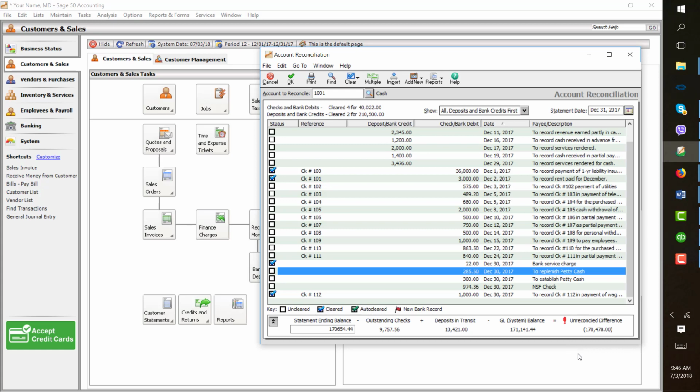Finally, be sure to also mark the $22 service charge and the $974.36 NSF charge at the bottom. The reconciling difference at the lower portion of the screen must be 0. Remember to enter your ending balance of 170,654.